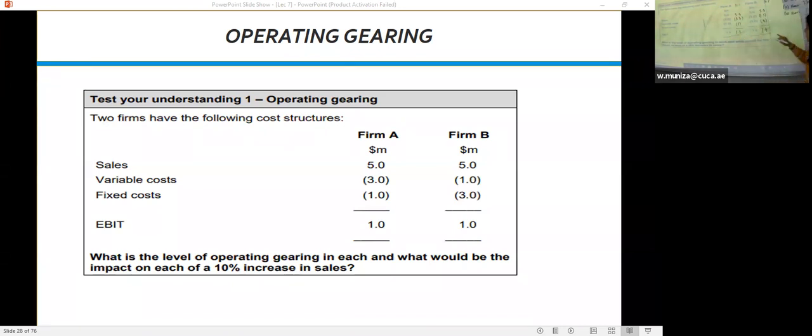20%, but over here we have seen an increase of 40%. Why is it so? Because this firm is more sensitive to the operations. So the higher the operational gearing, the more sensitivity is going to be there. Cleared?